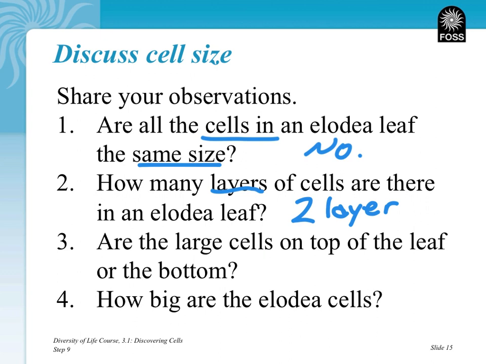Are the large cells on the top of the leaf or on the bottom of the leaf? Go back and look at that again. Look in yours. And why do you think that is, that the larger cells are on the top or on the bottom? And then again, how big are they? Usually we're looking at their length. I think we came up with about 0.1 millimeters. That's about how big an Elodea cell is.